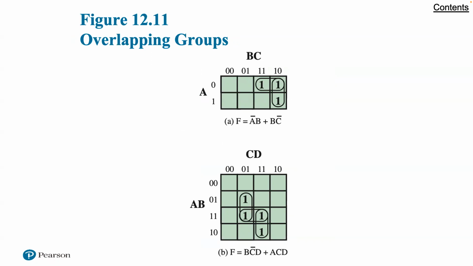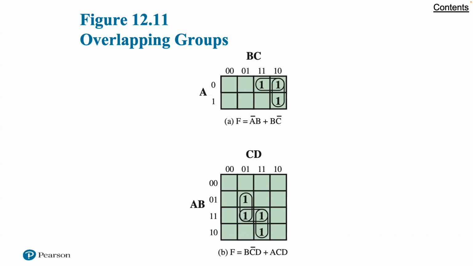If any isolated ones remain after the groupings, then each of these is circled as a group of ones. Finally, before going from the map to a simplified Boolean expression, any group of ones that is completely overlapped by other groups can be eliminated. This is shown in figure 12.11B. In this case, the horizontal group is redundant and may be ignored in creating the Boolean expression.